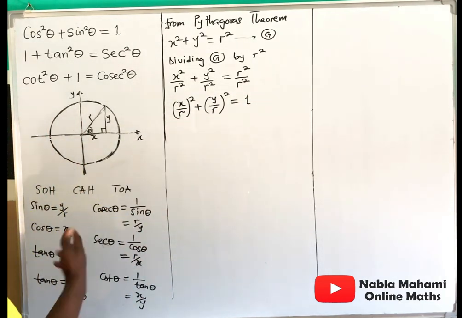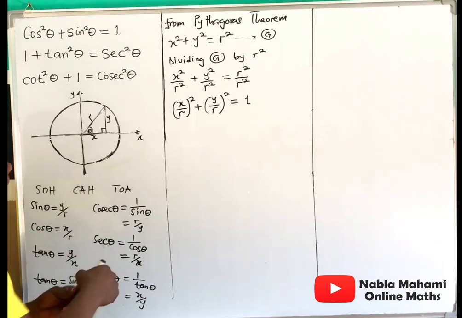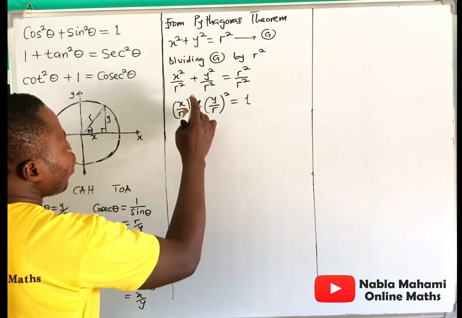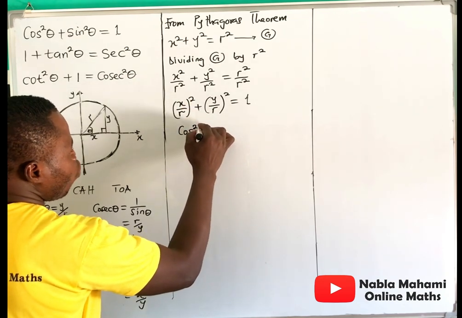I'll come back here to see which of the relations is giving me x over r. x over r is cos. So I can take this one out and write cos. But you can see that this cos is squared, so I have to write it down.